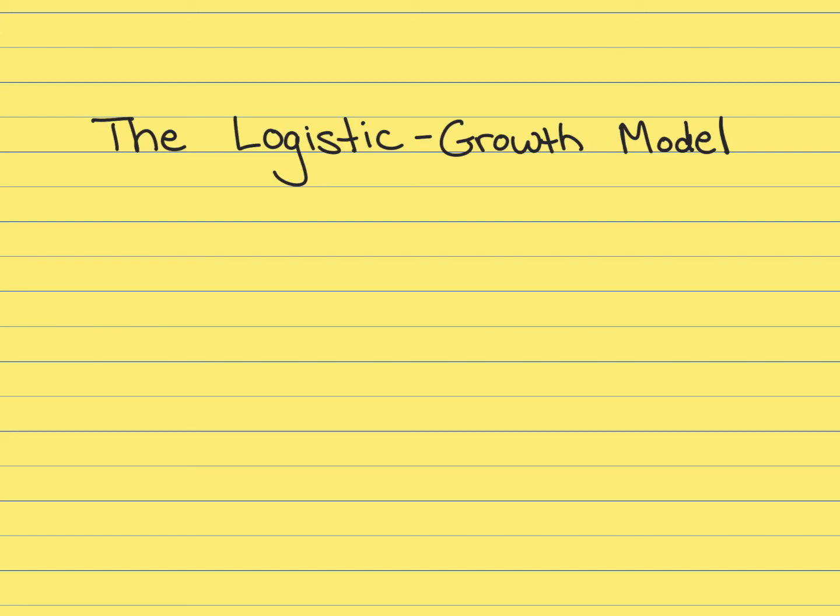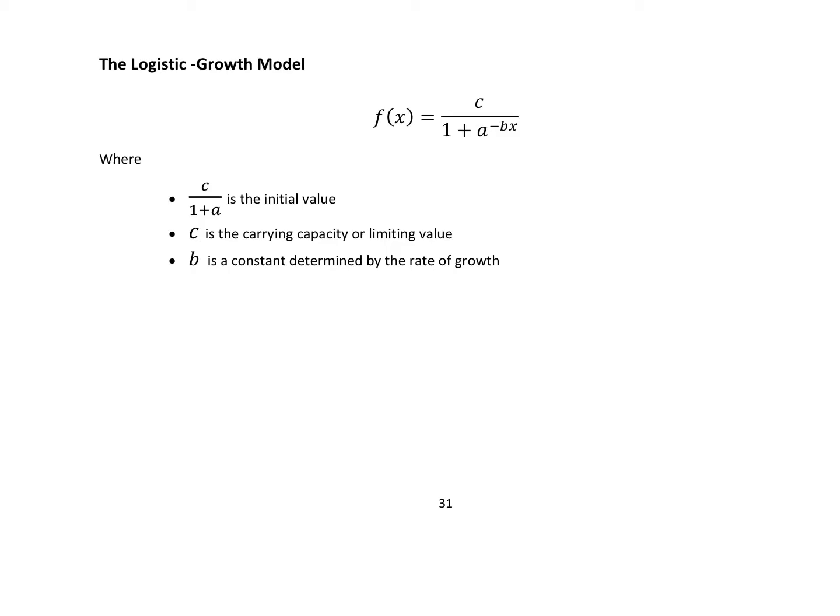In this video, we'll do an example of the logistic growth model. The logistic growth model, f of x equals c over 1 plus a to the negative b times x. In this particular case, c over 1 plus a is the initial value. C is the carrying capacity or limiting value, and b is the constant determined by the rate of growth.